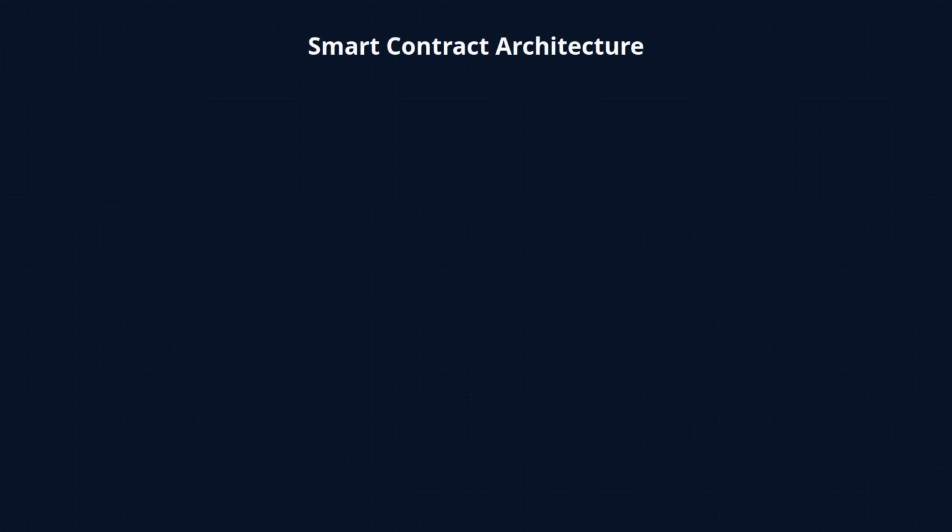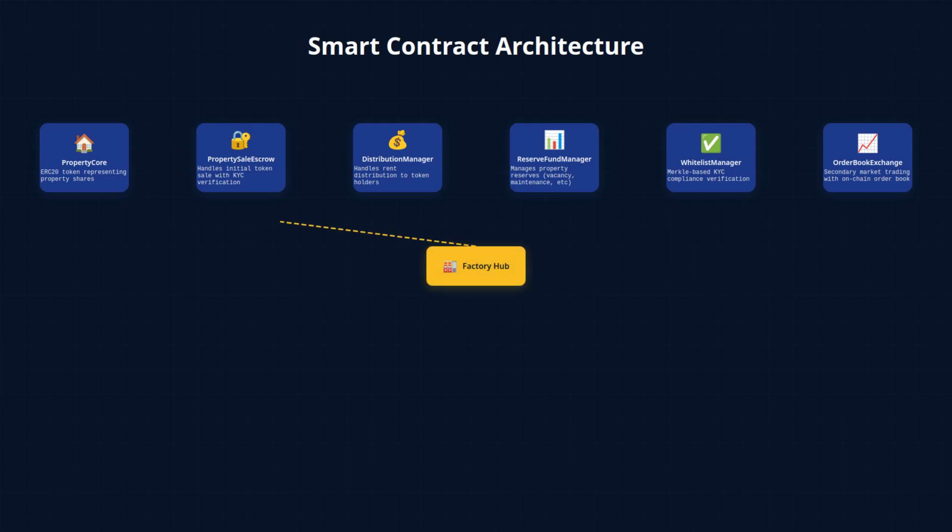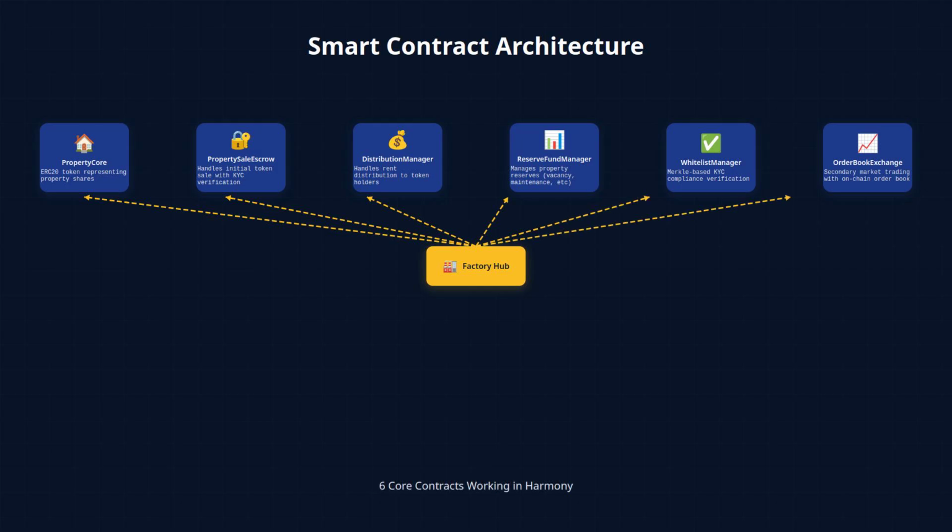Our smart contract architecture includes 6 core contracts. Property Core handles the ERC20 token logic. Property Sale Escrow manages the initial token sale. Whitelist Manager enforces KYC compliance. Reserve Fund Manager protects property reserves. Distribution Manager handles rent payments. And Order Book Exchange enables secondary trading. Each contract is modular, upgradable, and thoroughly audited.